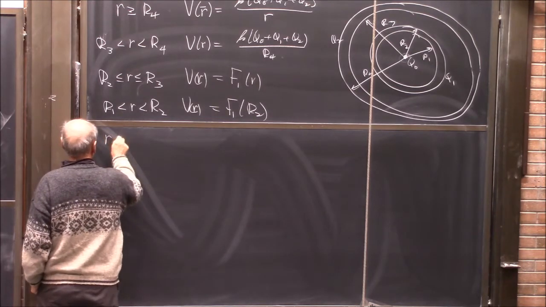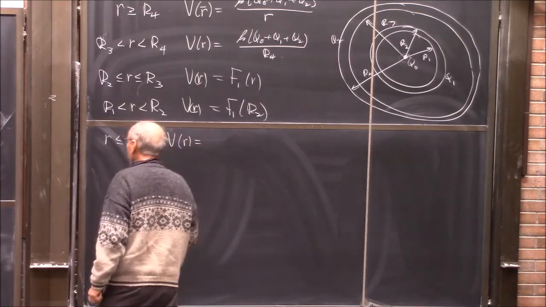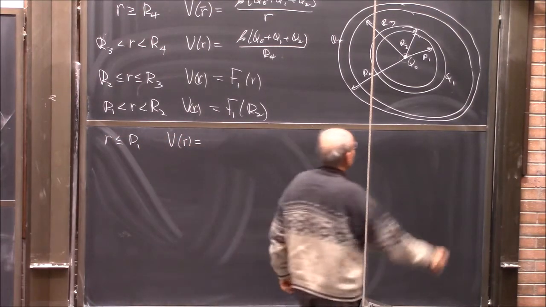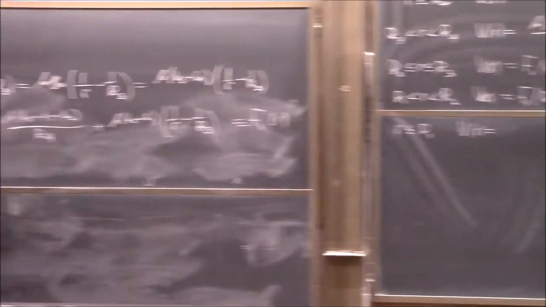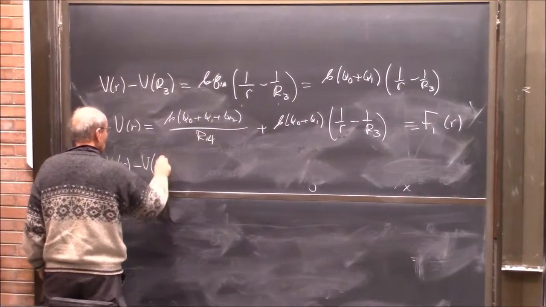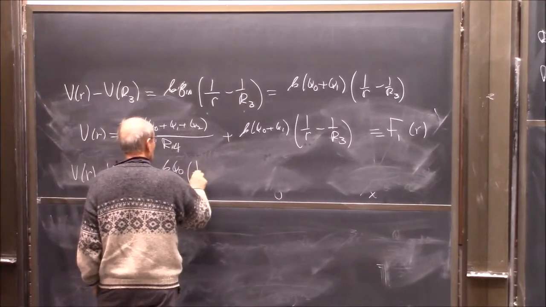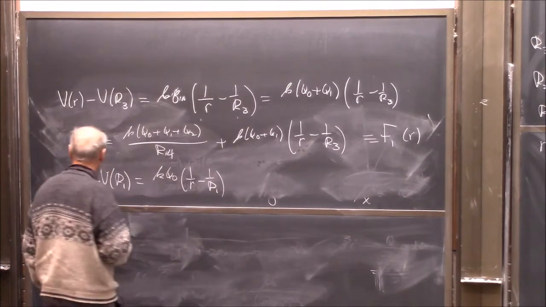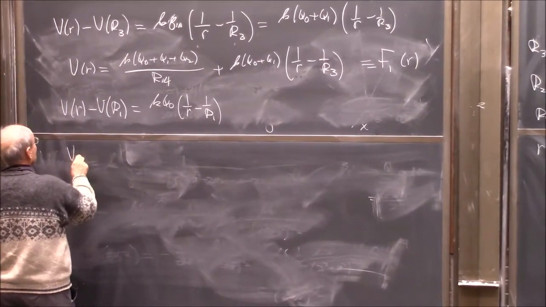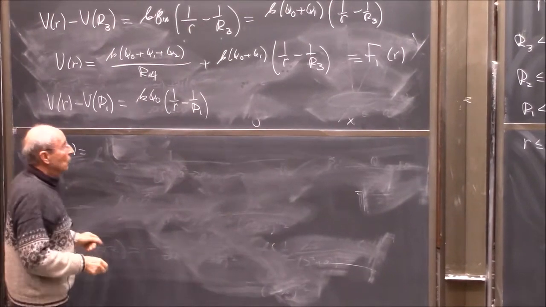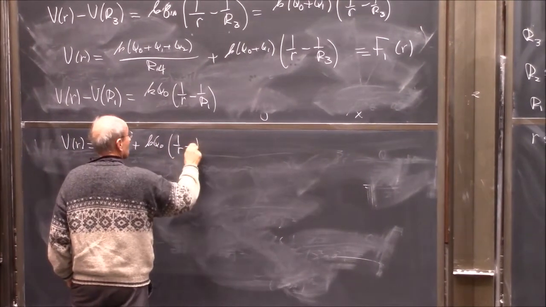And the last stretch is R less than or equal to R1. Now the voltage will be what? I've got a certain voltage here, and now I have to go from here in. So V of R minus V of R1 will be K Qn, but Qn is just Q0 now, times 1 over R minus 1 over R1. And therefore, V of R is equal to V of R1 plus KQ0, 1 over R minus 1 over R1.